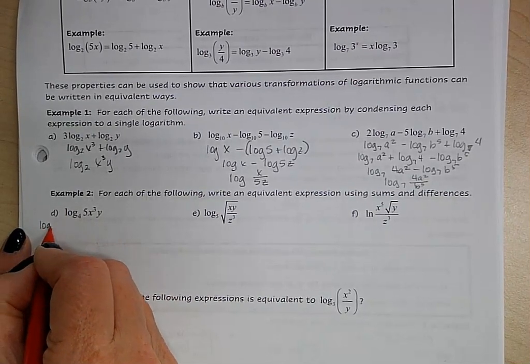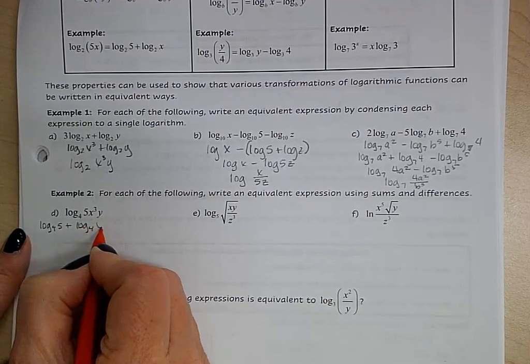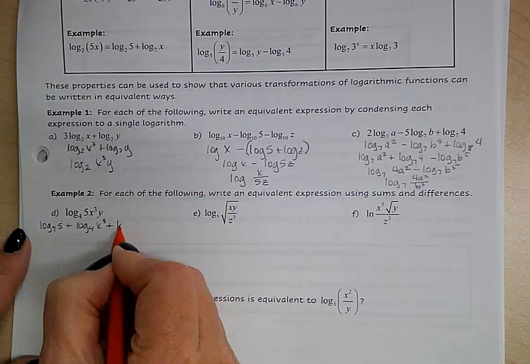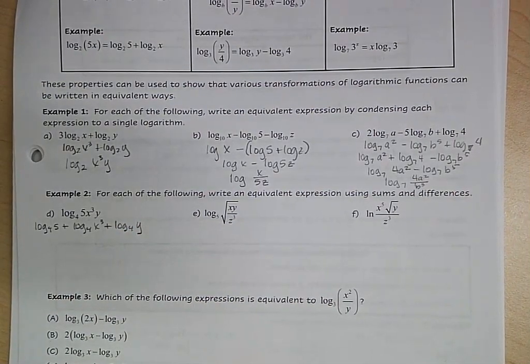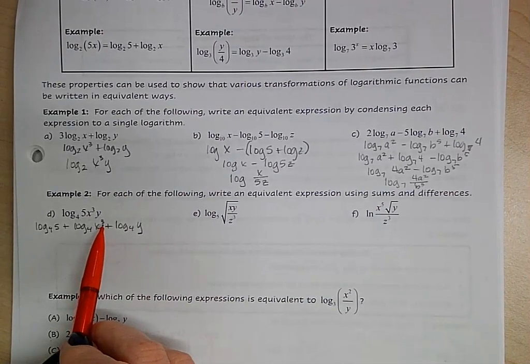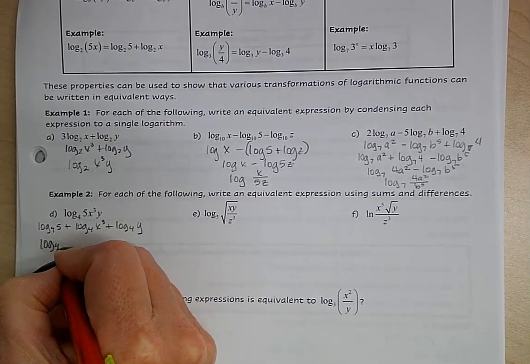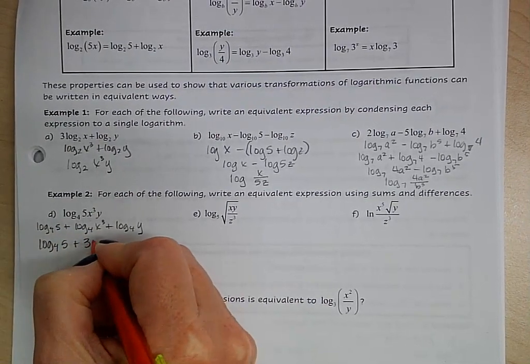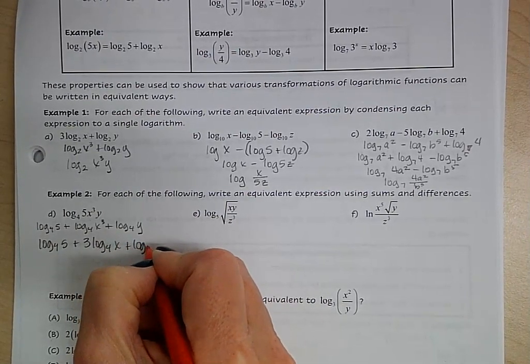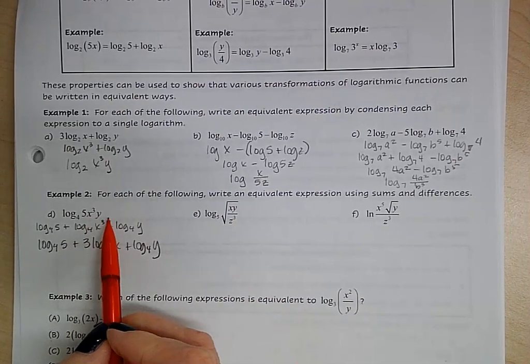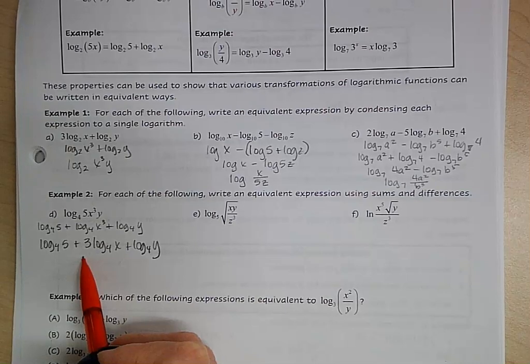I'm like, okay, log base 4 of 5 plus log base 4 of x cubed plus log base 4 of y. And then when you do your expansion, you do not want to have an exponent in your expansion. So you're going to have log base 4 of 5 plus 3, so I'm bringing it around front so it can become a coefficient. Again, do not leave an exponent in your expansion. Go ahead and create that into your coefficient.